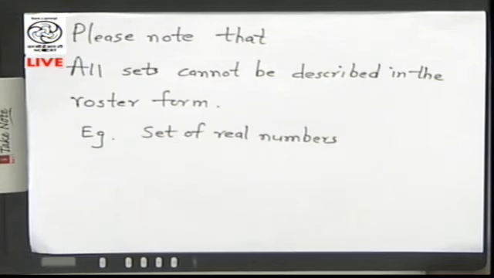So it is not possible to list out the real numbers because there won't be any ordering there, and that ordering cannot be represented properly in the roster form. So we can say that the set of real numbers cannot be described in the roster form. Of course, if there is any condition, you can write it in the set builder form.